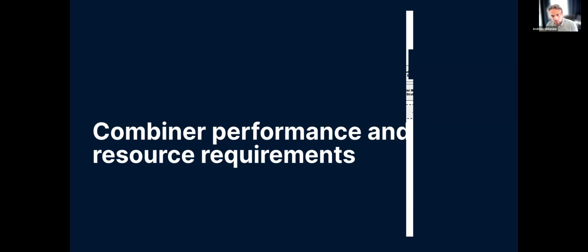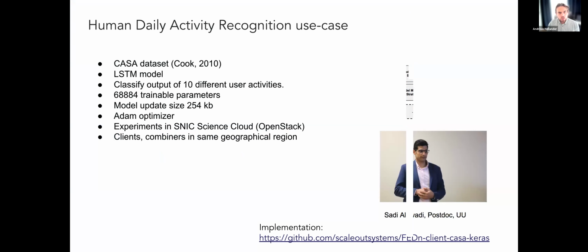The first thing we looked at was combiner performance for a cross-device situation. We wanted to see in practice how the combiner agent, the server there, handles variations in client load during different resource requirements. What we used here, a postdoc in our lab, Sadi, developed a use case based on a human daily activity recognition data set, the CASAS data set. This was an LSTM model, and we made it quite small. It classifies 10 different user behaviors. These are essentially readings of sensors in apartments. I think they're from Spain, from some EU project.